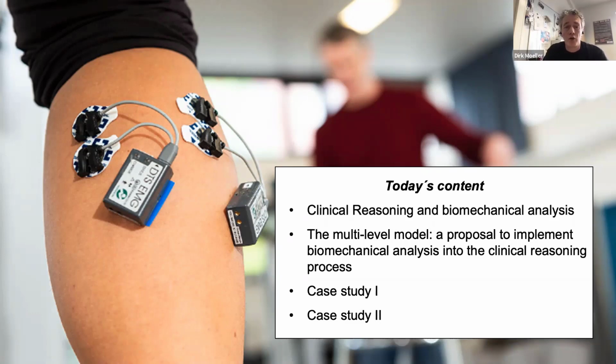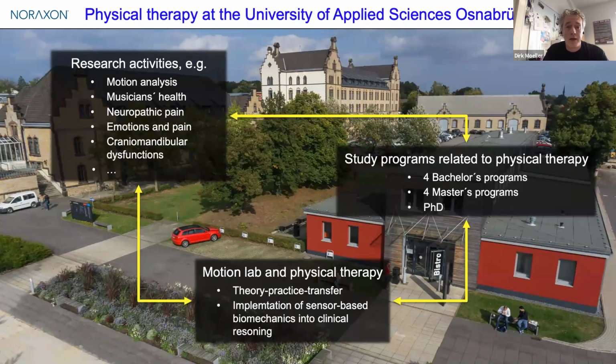Here we go. One slide for my home place, my Osnabrück University of Applied Science. What you see on the slide is we have two big areas. We have research activities, physical therapy research activities. For example, we have this motion analysis. We have a big motion lab. It will increase in the next year. We will get a bigger one than we have now. One other topic is musician health. Other colleagues do research on neuropathic pain, emotions and pain, or craniomandibular dysfunctions, all from the physical therapy point of view. And we have students from all over the world.